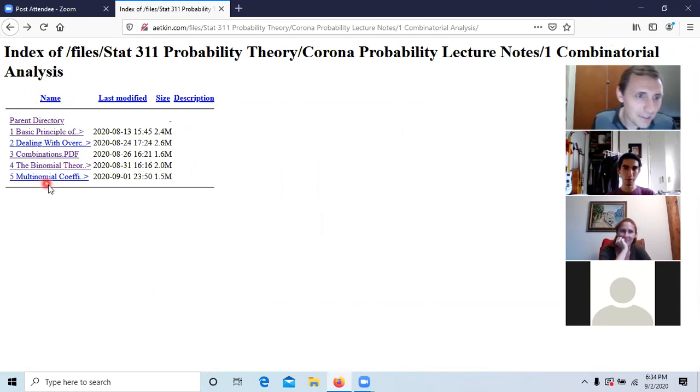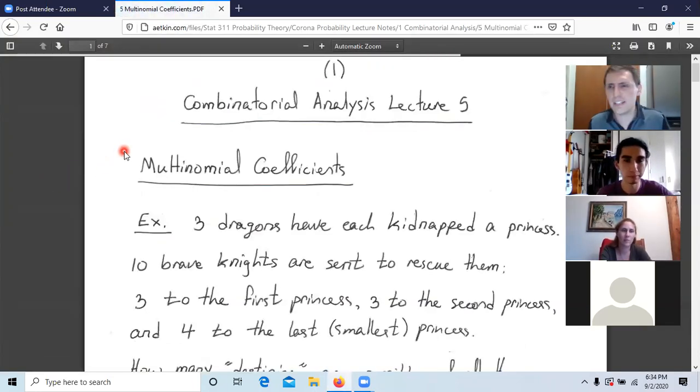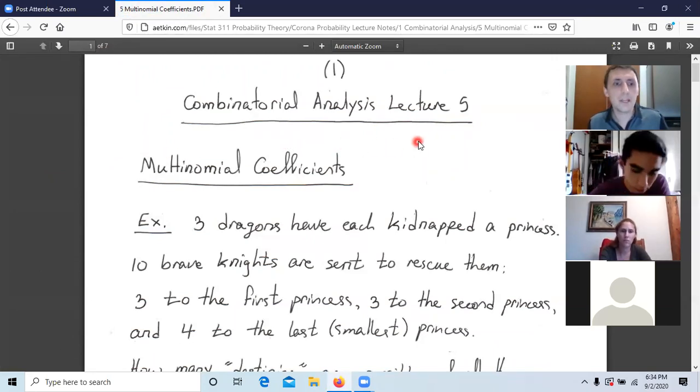So where are we now? We finished with binomial, so we are at multinomial coefficients, correct? When is this class over? 5:50, right? So 6:50, correct? We have some time. Multinomial coefficients, okay?